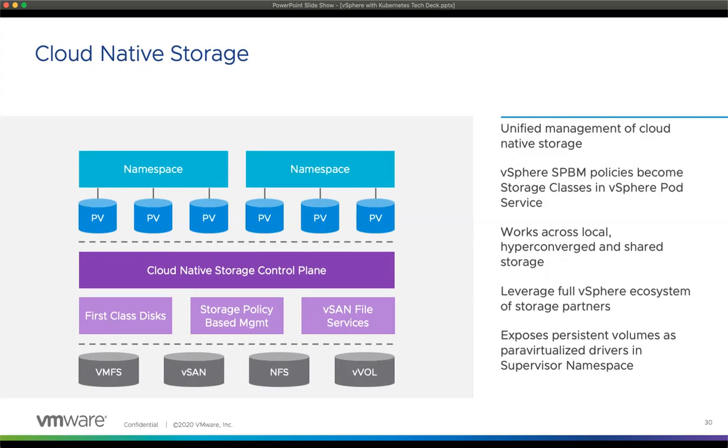So maybe I have a vSphere policy that says all flash. Well, guess what? In Kubernetes, the developer is going to see, when he queries via the kubectl command, what do I have for storage within my namespace? He would be able to see, oh, look, I have an all flash storage class that I can use.